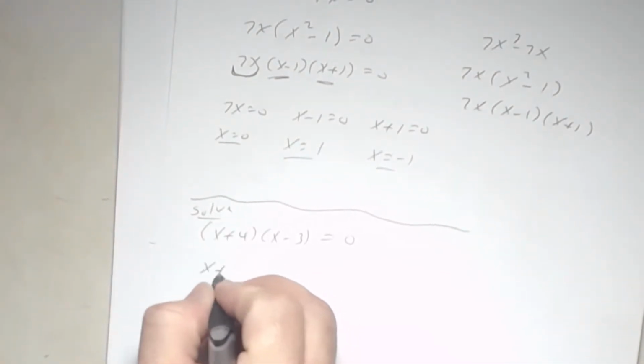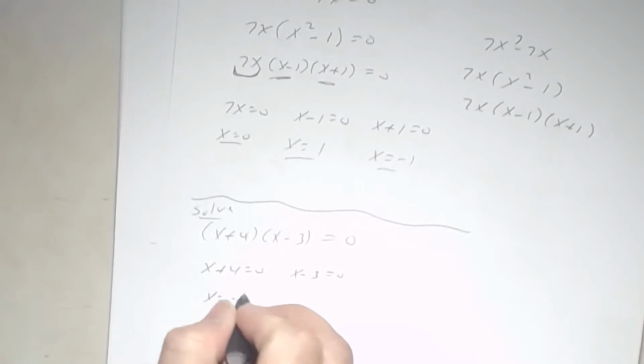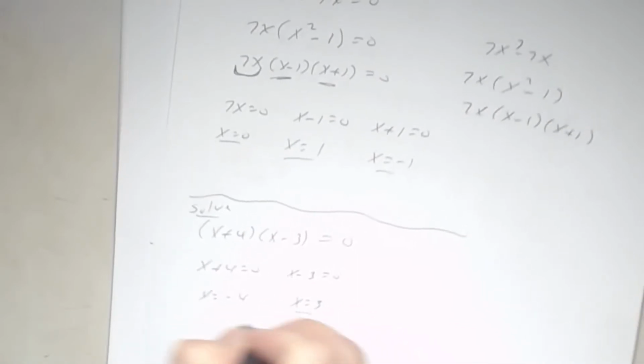It's already factored, right? So you set each one equal to 0. x plus 4 equals 0, x minus 3 equals 0. And then you would get x is equal to negative 4, x is equal to 3. All right. Now, what if you had this?